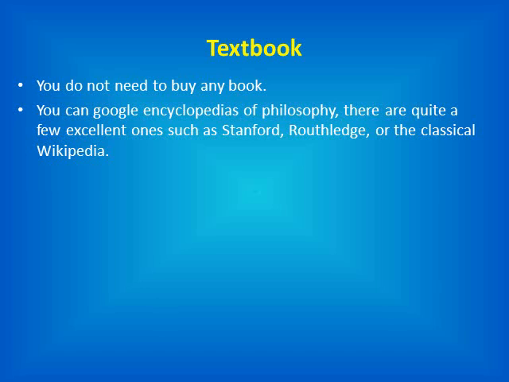You don't have to buy any textbook for this class because there's a lot of information. You can Google encyclopedias online. There are excellent encyclopedias like Stanford, Routledge, or Wikipedia or whatever. If you put Aristotle or Plato, or whatever, you will get a lot of information. So you don't need to buy any book.